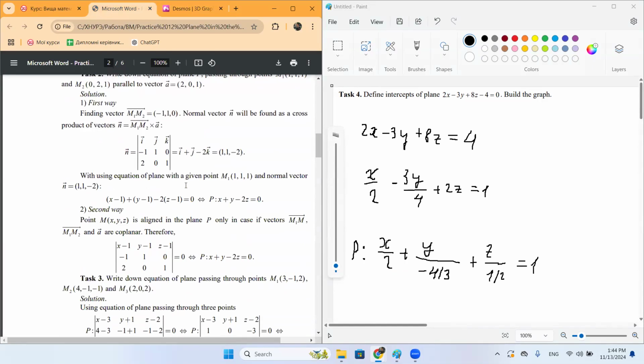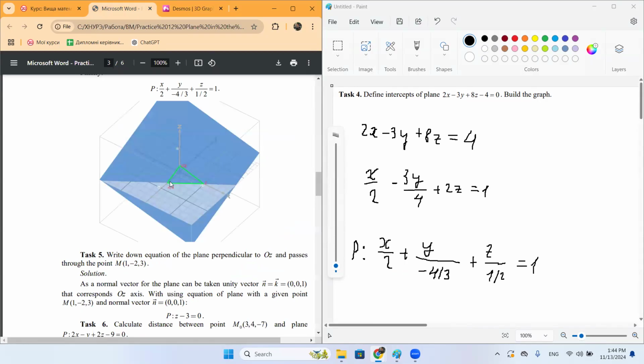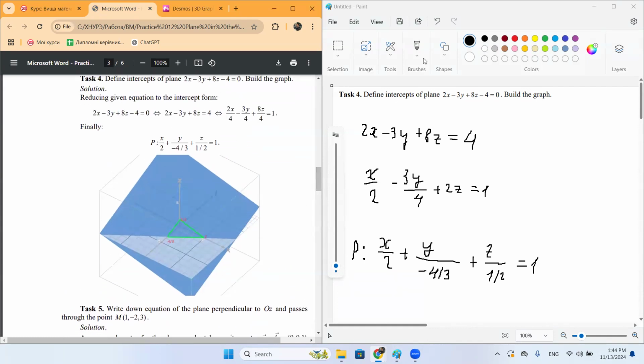Yeah, here is the graph as well. It's maybe not so convenient, but okay, we can see labels and basically the drawn intercepts. So any questions? No questions? Okay, no questions. So moving to task number 5.